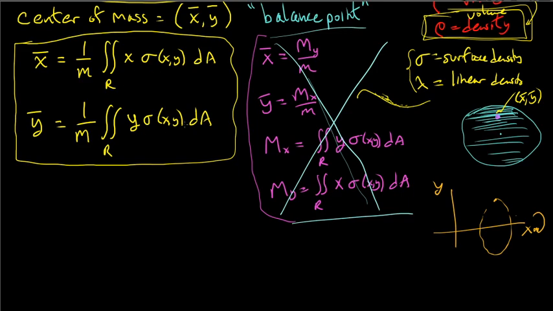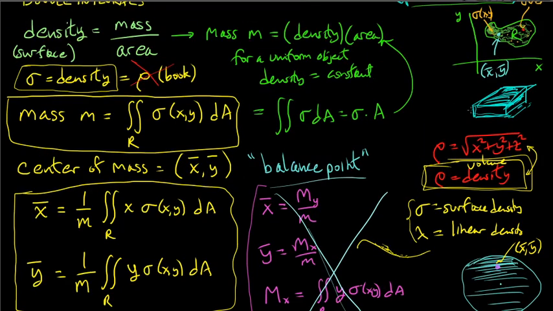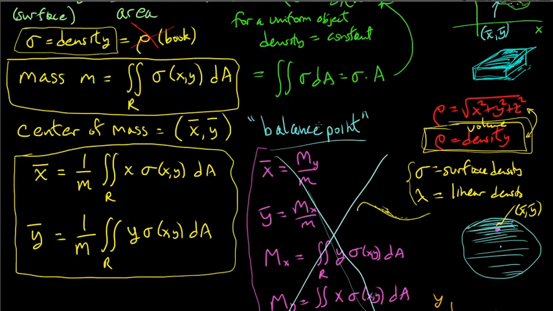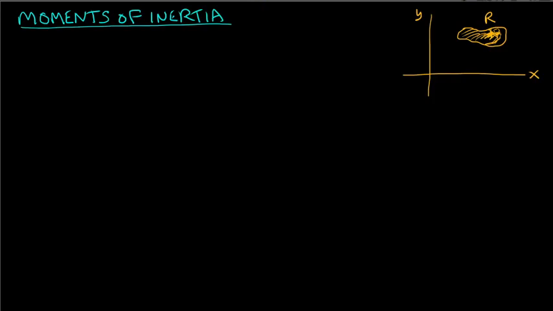Okay? So as a practical matter, if you want to calculate the center of mass, remember the center of mass is two numbers. It's x bar and y bar. It's a specific point in your region. So you have to calculate three double integrals. One for the mass itself, and then another one for x bar, and then another one for y bar. So as a practical matter, it's kind of a tedious calculation, but we will do an example later. But first, let's talk about moment of inertia.